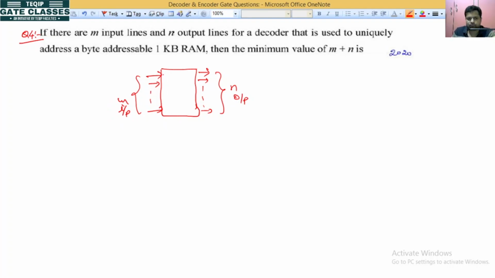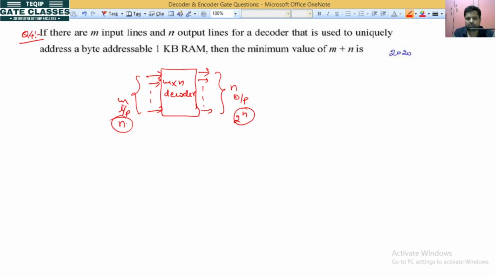But if you talk about it, it is an m cross n decoder. If you talk about a general decoder, then it will be of the form n cross 2 to the power n, okay? n cross 2 to the power n. This is the concept of a general decoder, okay?